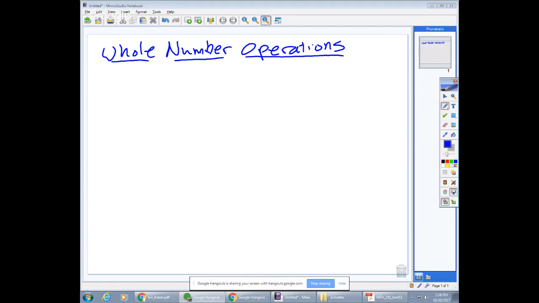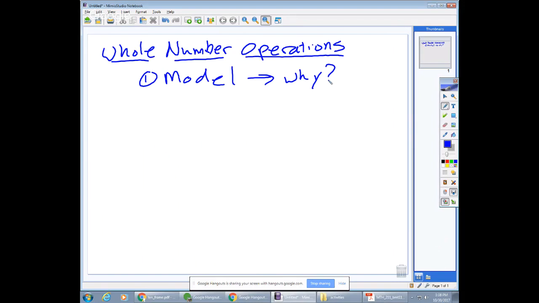So, review of last week. We're playing around with whole number operations, and there are a few general things we're going to cover for each operation that we started last time. One is the idea of a model. A model tells us why we should get a certain answer.